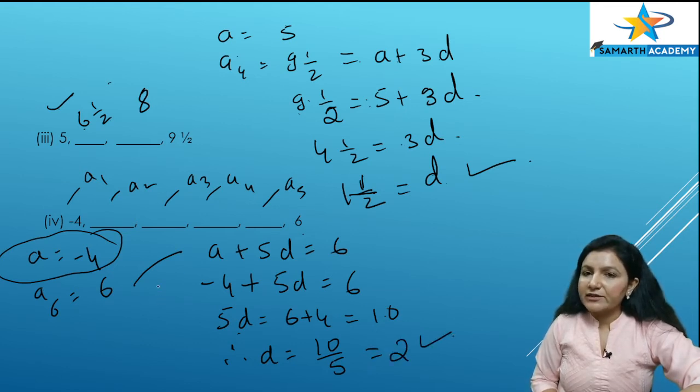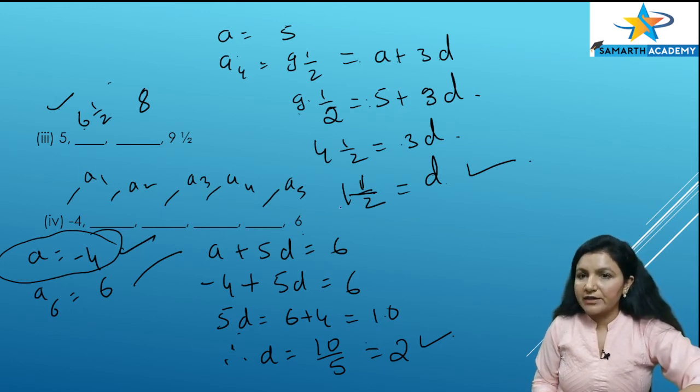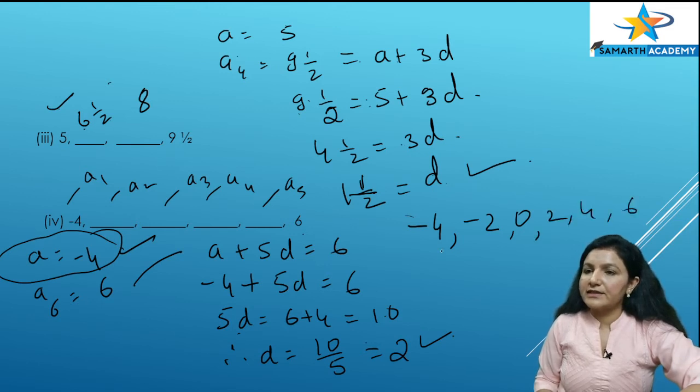Now, once I get the first term and the common difference, it is very easy to write. So what are the terms? The first term was -4. -4 plus 2 is -2. -2 plus 2 is 0, 2, 4, 6. These are the terms.